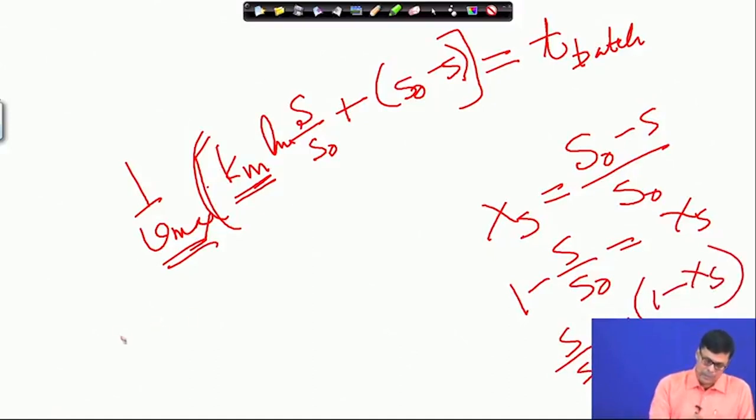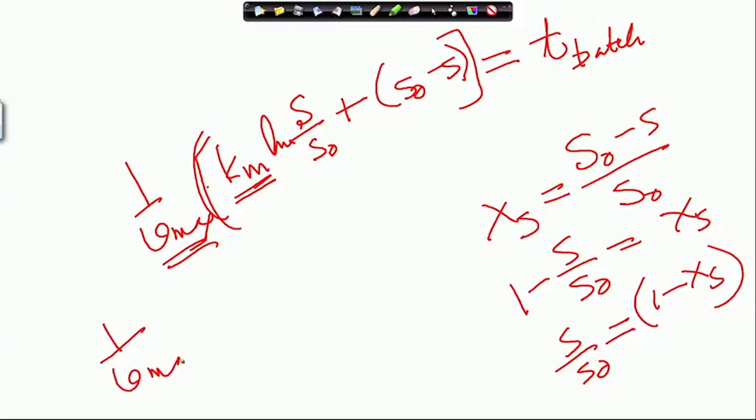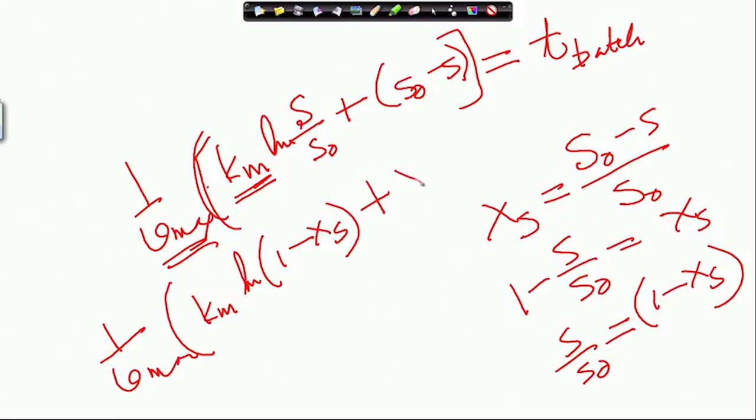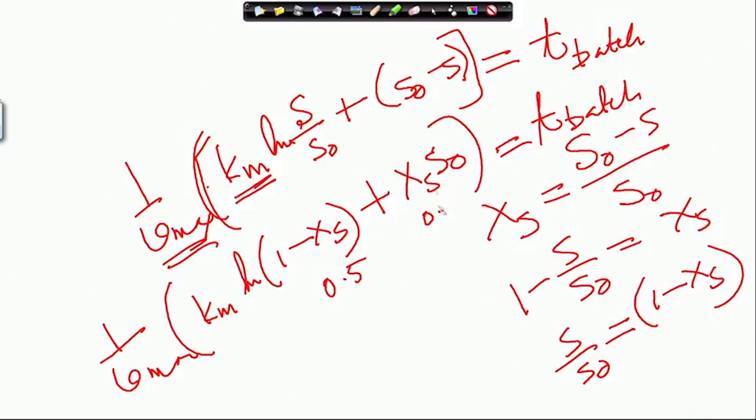So, this equation I can modify as Km by Vmax ln 1 minus XS. And then here also we can write in the form of XS, because S0 minus S equal to XS into S0, equal to T batch. Now, why were we interested in that? Suppose we want to convert 50% of substrate. We just put X equal to 0.5 here, and the initial substrate concentration and the value of Km, and we can easily find out the value of T batch.